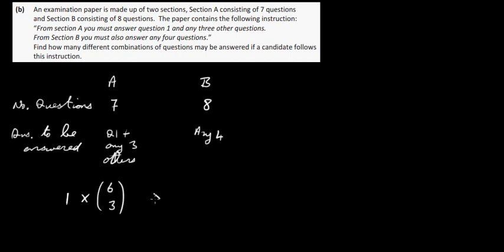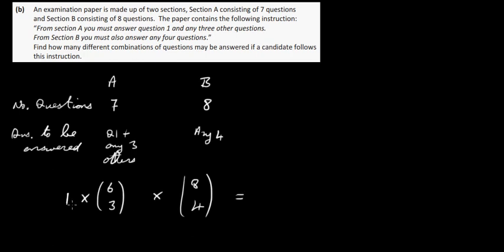And then we're going to multiply again. From section B then we have to choose any 4 of these 8 questions. So out of those 8 questions we have to choose 4 questions. So really this is the number of combinations of questions that may be answered.